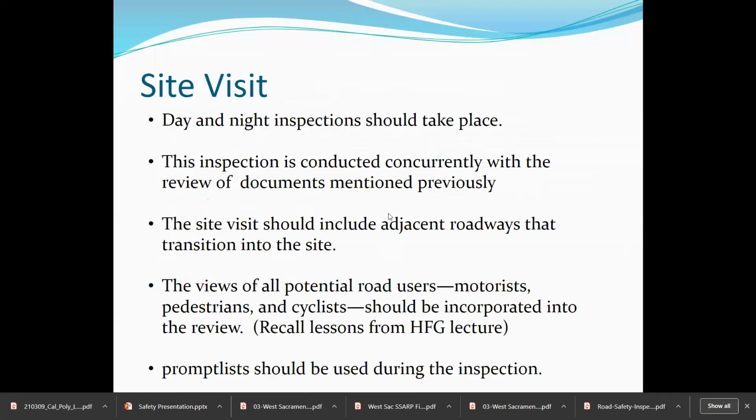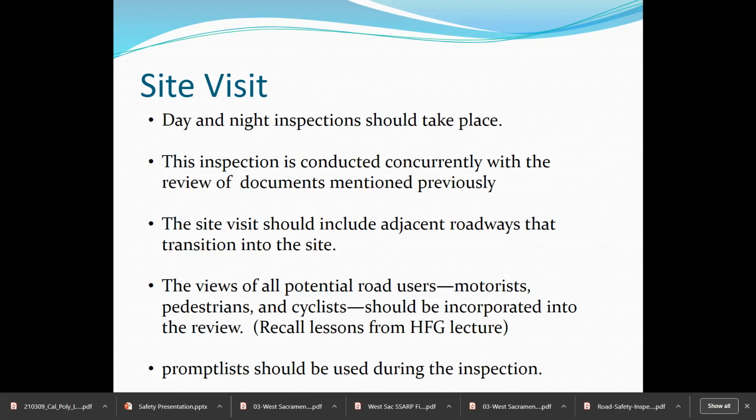Site visit, typically, and again, this is not something that we could do this quarter because we are not able to be on site. We are not able to go to the same site. I don't encourage multiple site visits. I could not do that this quarter. But typically, you want to visit the site at day and night conditions so you can look at different safety issues that manifest themselves at different times of day.